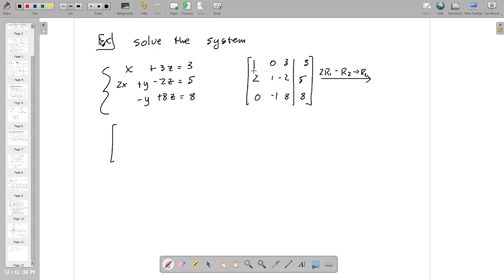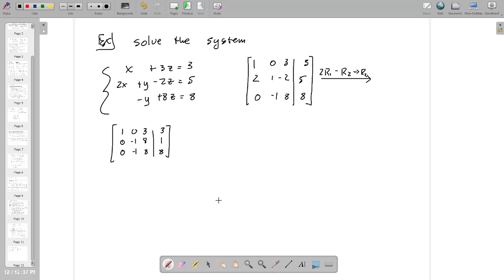Here, row 1 and 3 aren't changing. 1, 0, 3, 3. 0, negative 1, 8, 8. And then row 2 is changing. So 2 times 1 is 2. 2 minus 2 is 0. This should be 0. 2 times 0 is 0. Minus 1 is negative 1. 2 times 3 is 6. 6 minus negative 2 is 8. And 2 times 3 is 6. 6 minus 5 is 1.